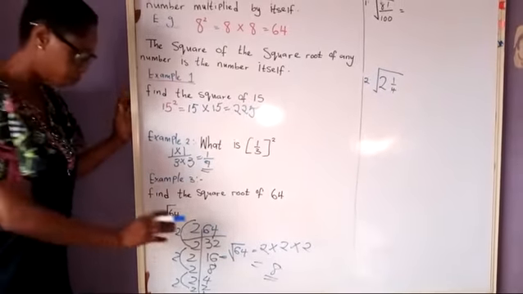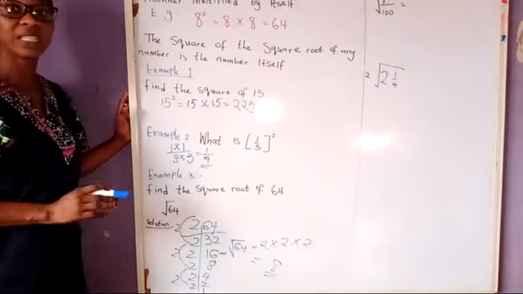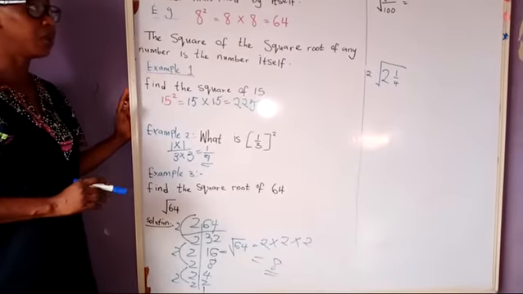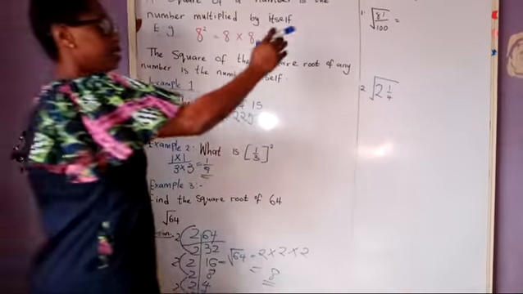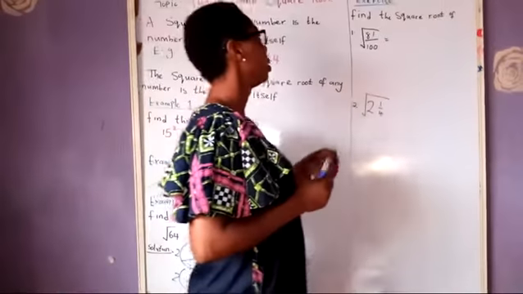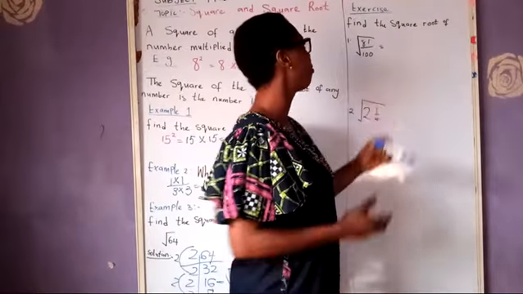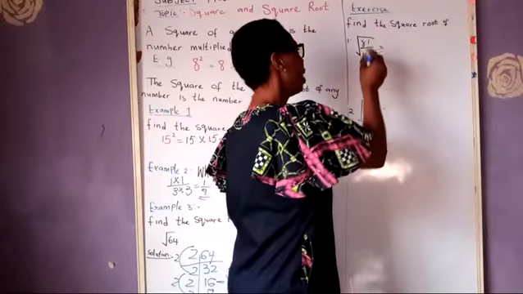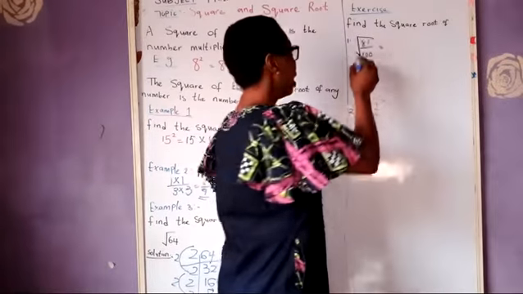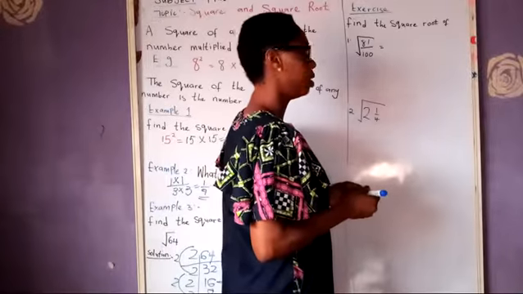I hope you can do this on your own without the assistance of your parents. Now, let's do this exercise together, children. Exercise 1 says, find the square root of 81 over 100.